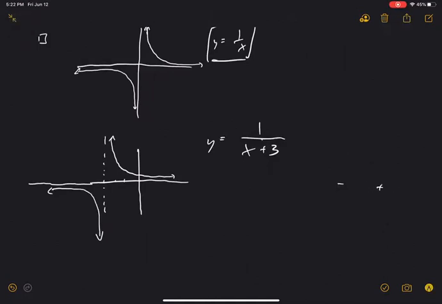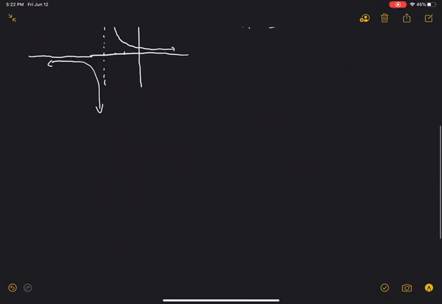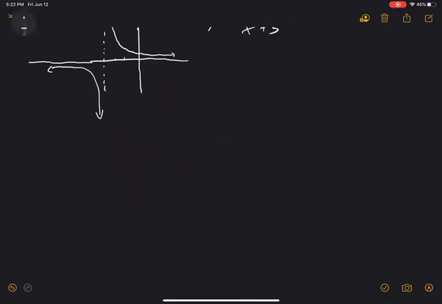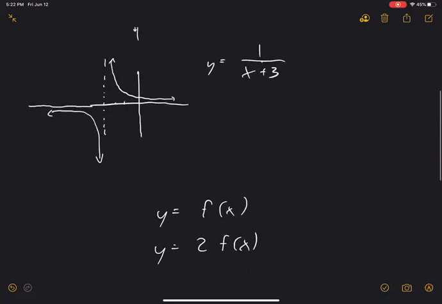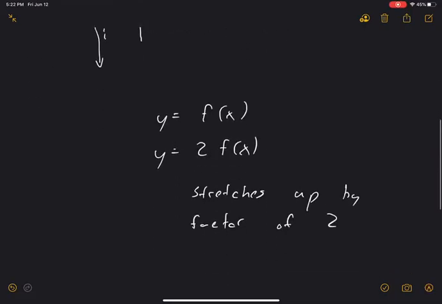What effect does the 2 on top have? Well, let's go back to the general thing again. If I have y equals f of x, and I multiply that by 5 or 2 or whatever, what does that do? It stretches it up by a factor of 2, meaning we take all our points and multiply the y coordinates by 2.